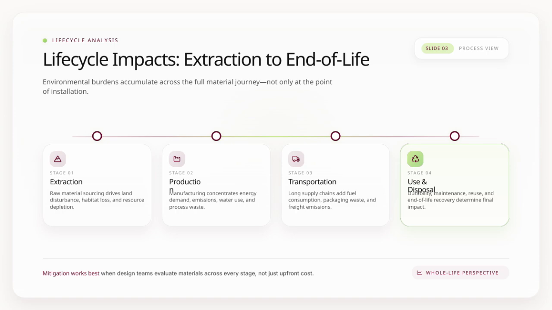The key takeaway here is that the best way to minimize effects is to take a whole-life perspective. Design teams need to evaluate materials at every stage, not just focus on upfront costs. This comprehensive approach helps us better understand and reduce the full environmental burden.